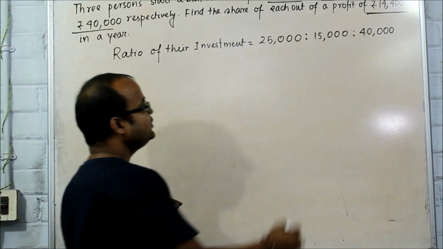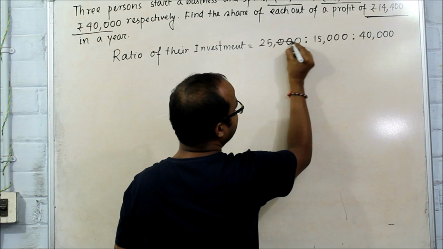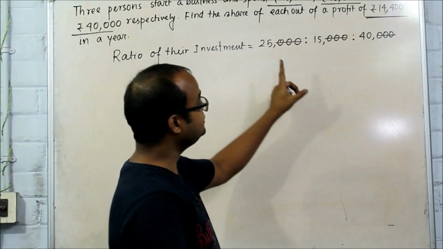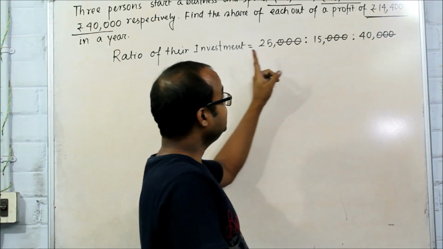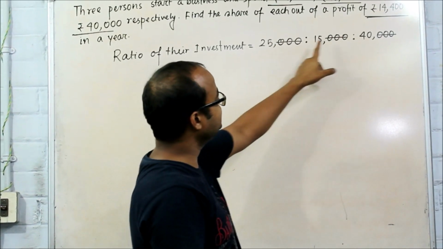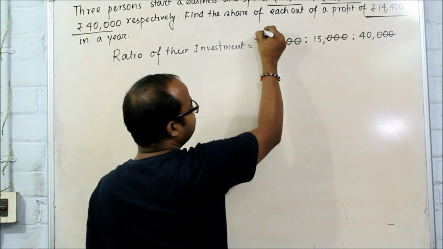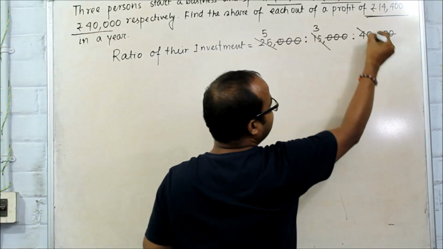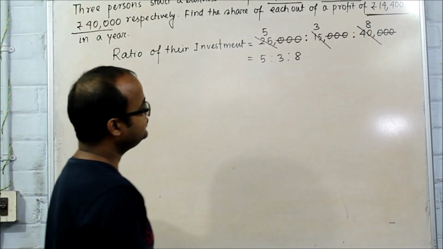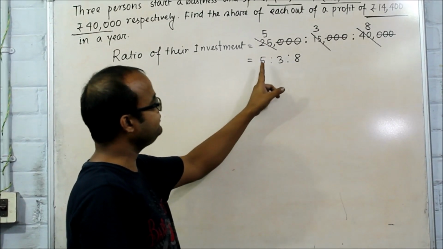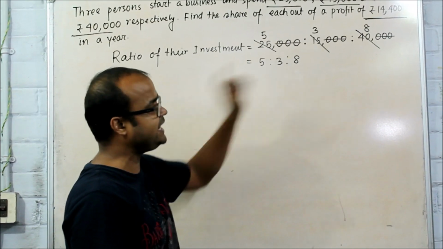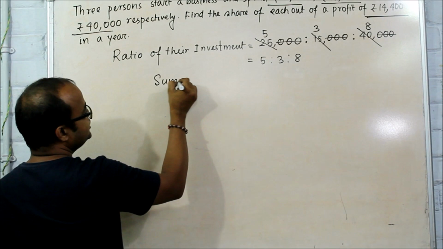Clear? Now see, follow this step carefully. There are 3 zeros, 3 zeros, 3 zeros common. So I told you in the previous sums also that we only cancel with a number if each of them is divisible by that particular number. So 000, 000, 000 will cancel. 5 5s are 25, 5 3s are 15, 5 8s are 40. So you are getting 5 is to 3 is to 8. Now see, you will not get a single factor which divides 5, 3 and 8 simultaneously. No. So the ratio of their investment is 5 is to 3 is to 8. Now find out the sum of their ratio.